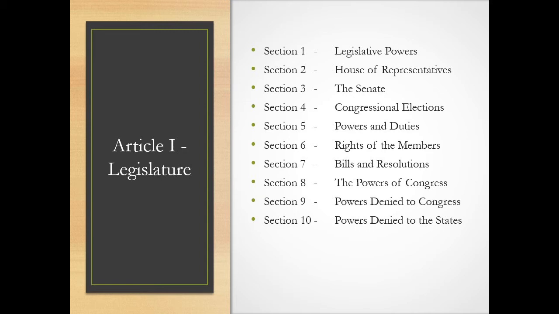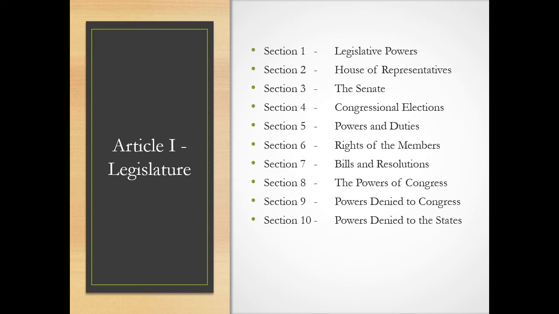Then Section 5, the powers and duties of the houses, admitting members and a quorum, rules and discipline of members, keeping a record, when they can adjourn, how they adjourn. Section 6, the rights of the members, their compensation and privileges, any restrictions on the members. Section 7, legislative powers, bills and resolutions, revenue bills, first one out of the gate. The presidential veto, the role of the presidential veto, and then actions on other matters.